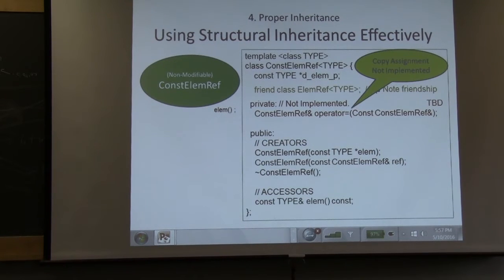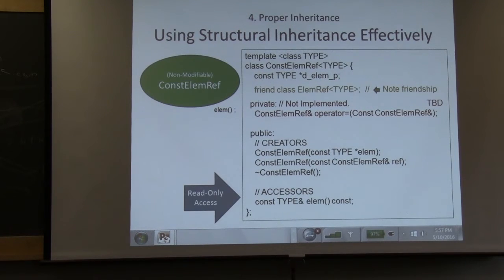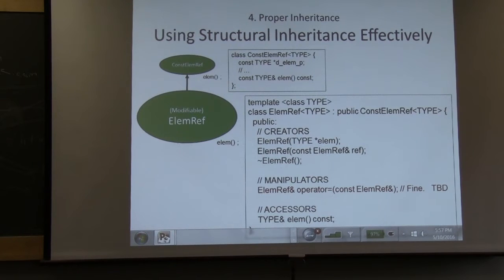We're gonna get inside the mind of the compiler a little bit. We're not gonna implement copy assignment on the const object. We've decided not to, and we're gonna defer why until a bit later. Okay. Now, we have read-only access to the element. So if I call this method, I'm gonna get back a const element, whatever the type is. Okay? Now, we're going to look at the elem ref.